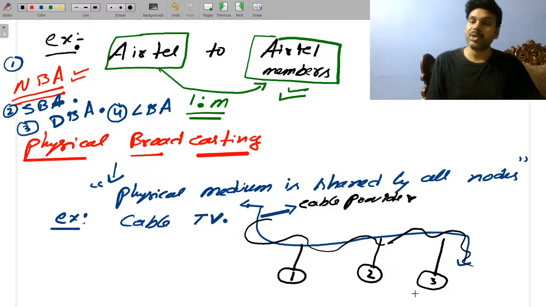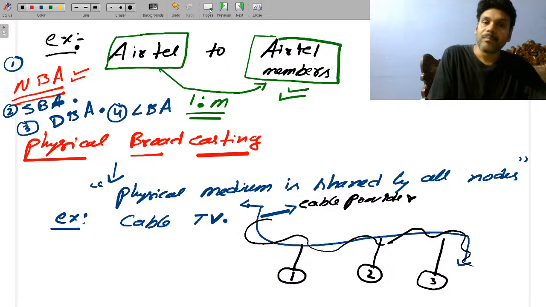The logical broadcasting is different from physical broadcasting. In logical broadcasting, I need not be connected to a shared medium, even though I belong to a dedicated channel. But if some sender would like to send broadcast data to all, yes, it is possible with the four things I said: NBA, SBA, LBA, as well as DBA.